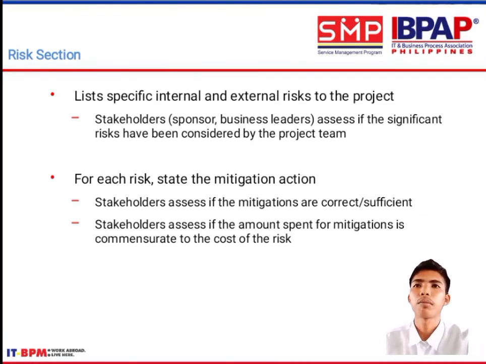Risk section: list specific internal and external risks to the project. The stakeholder, sponsor, or business leaders assess if the significant risks have been considered by the project team. Is the team aware of the significant risks? The team must establish a list of all potential hazards in order to devise a strategy for avoiding them and preparing for the possibility that some or all of them will occur.